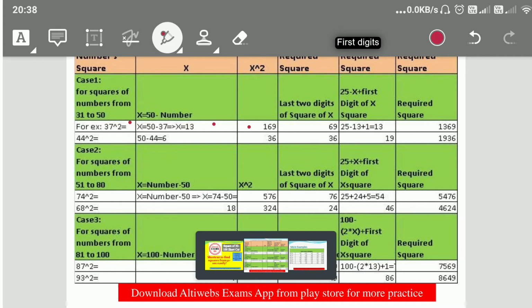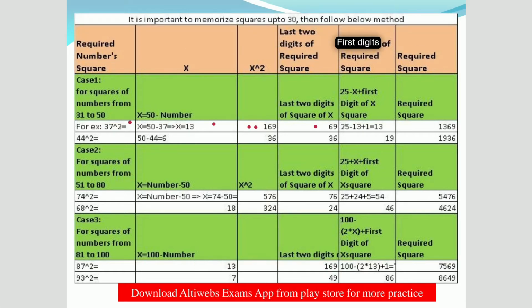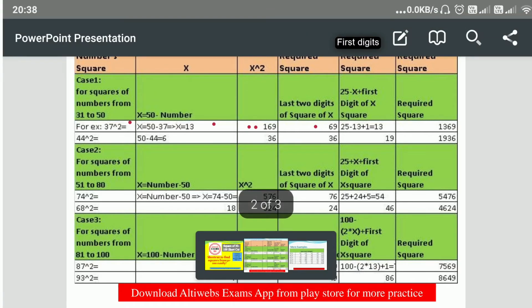Okay, so you found the x, then you found the x square, which is 169. And the next thing is the last two digits of the square of x, that is 69. 69 will be the last two digits of your required square. So you know the last two digits of the required square.